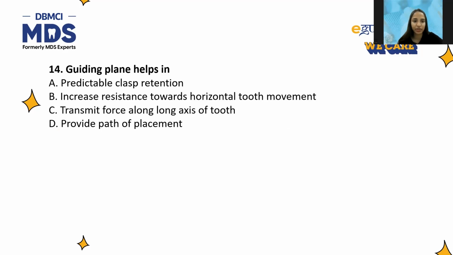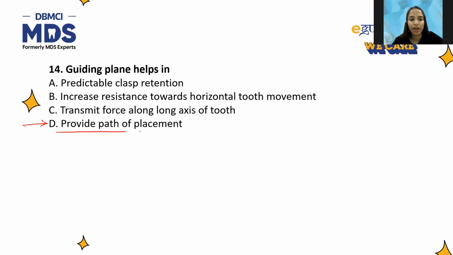Question 14. Guiding plane helps with what? Again, a very straightforward question from removable partial dentures. Option A, predictable clasp retention. Option B, increases the resistance towards horizontal tooth movement. Option number C, transmits the force along long axis of the tooth. And option number D, provides a path of placement.